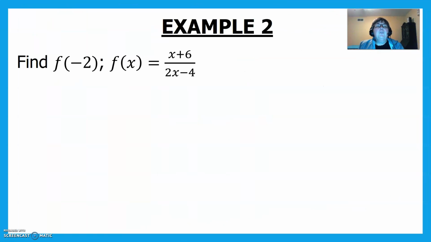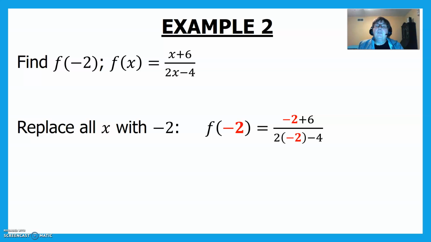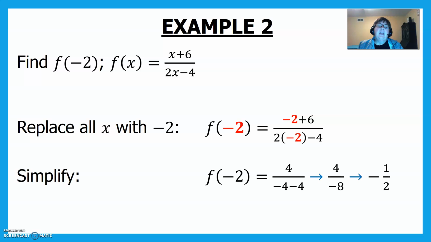All right, example 2. Find f of negative 2 if f of x equals x plus 6 over 2x minus 4. So what I'm going to do is everywhere I see an x, this time I'm going to put a negative 2. So I have f of negative 2 equals negative 2 plus 6 over 2 times negative 2 minus 4. And I simplify, and on top, negative 2 plus 6 is 4. 2 times negative 2 is negative 4, minus 4. On top I get 4. Negative 4 minus 4 is negative 8.